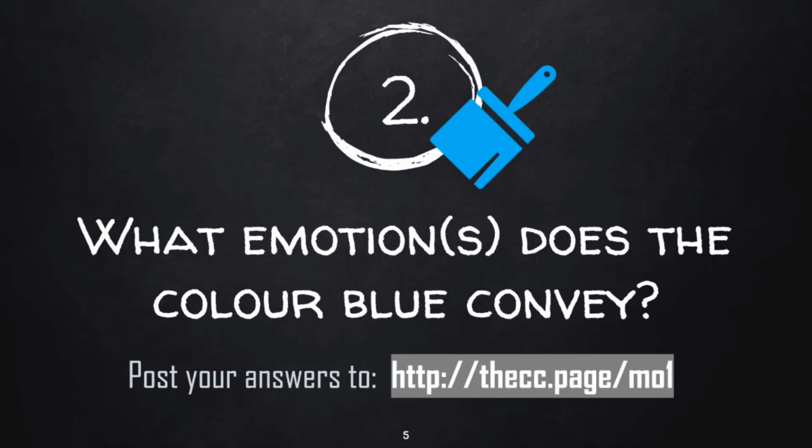There's also more than one answer, but what emotion or emotions does the color blue convey? Sometimes with yellow, that might convey happiness, of course, the sunshine. Yellow is kind of associated with happiness, and red could be connected to anger. But what emotion might blue convey? This is a little trickier one, but we'd love to hear from you in the form. What do you think blue conveys?